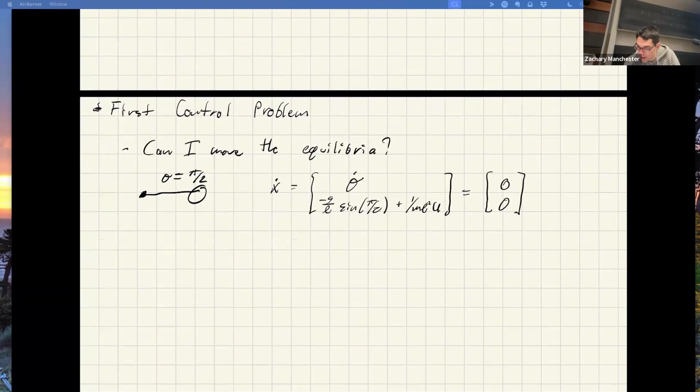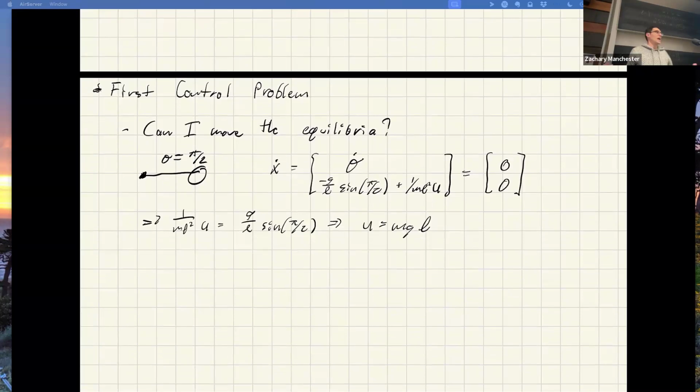So if I just set that whole bottom line to 0, I've got 1 over ml squared u equals G over L sine pi over 2. And thinking about this real quick, you end up with u equals mgl. There's a couple ways to think about this. One is you're basically doing gravity compensation, right? You're basically just setting that torque equal to mg, such that you're canceling out gravity. There's a really common thing on robot manipulators, right? Arms often come with a gravity compensation controller. It's exactly what they're doing. They're figuring out the u such that the gravity torque goes away.